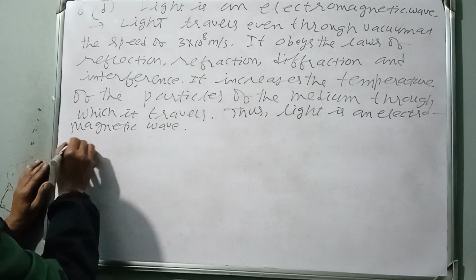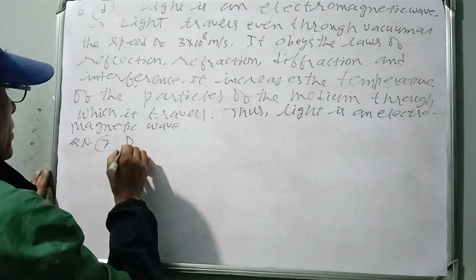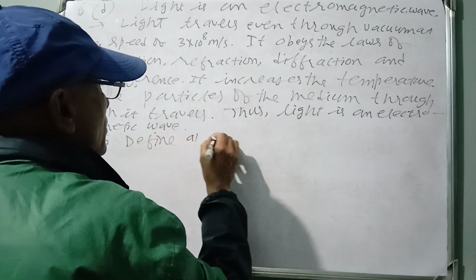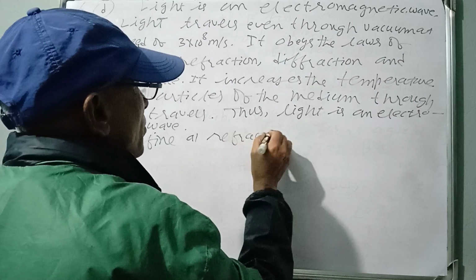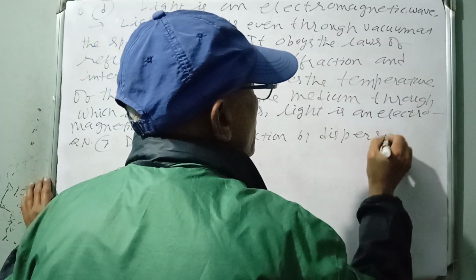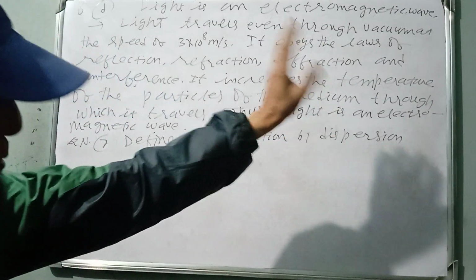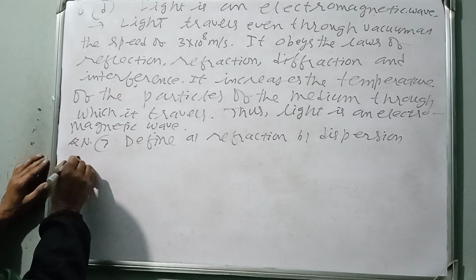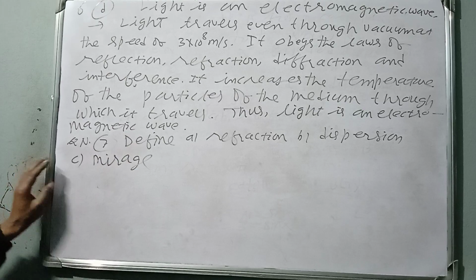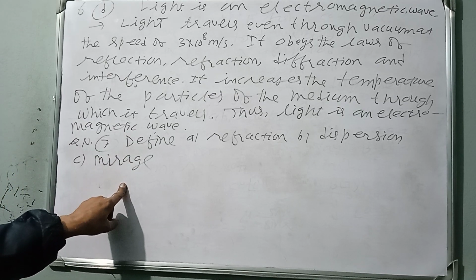Other questions are also there. Question number 7. Define the following terms. Refraction of light: bending of light. Dispersion: splitting of white light into 7 colors. Another, mirage. Mirage is an optical illusion due to total internal reflection.